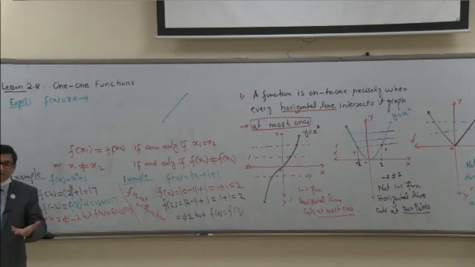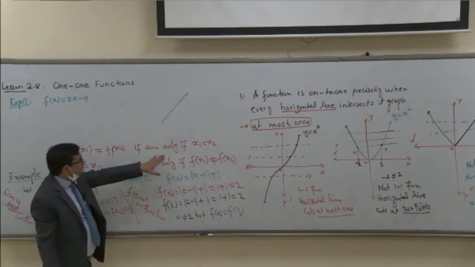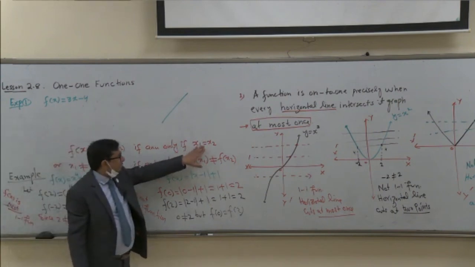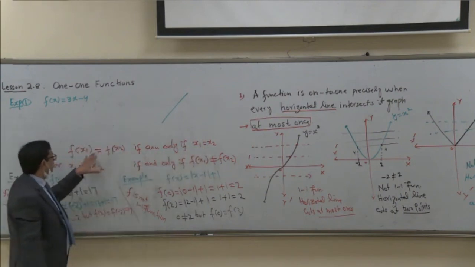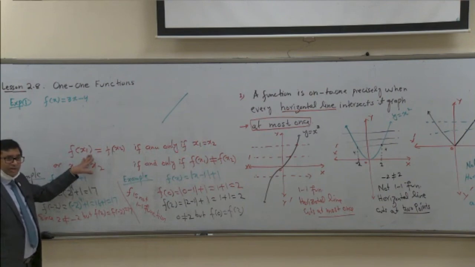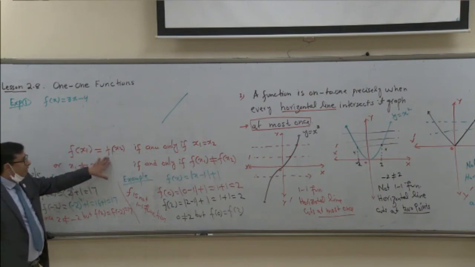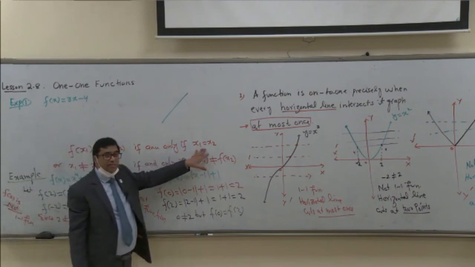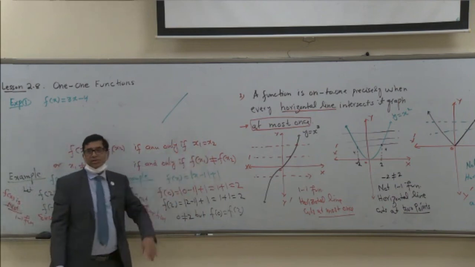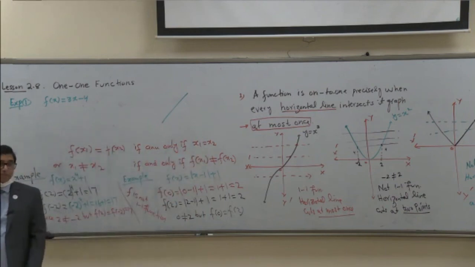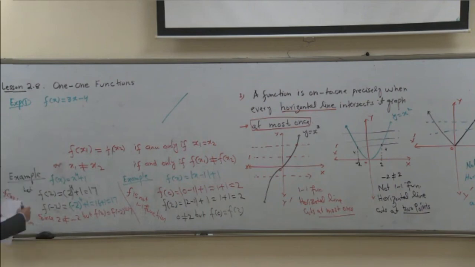Prove it mathematically. Here we have to prove that for different numbers, the answers are different, and if the x values are the same, the f values are also the same. If numbers are different, images are different. How to do this? And here we shall apply this definition.